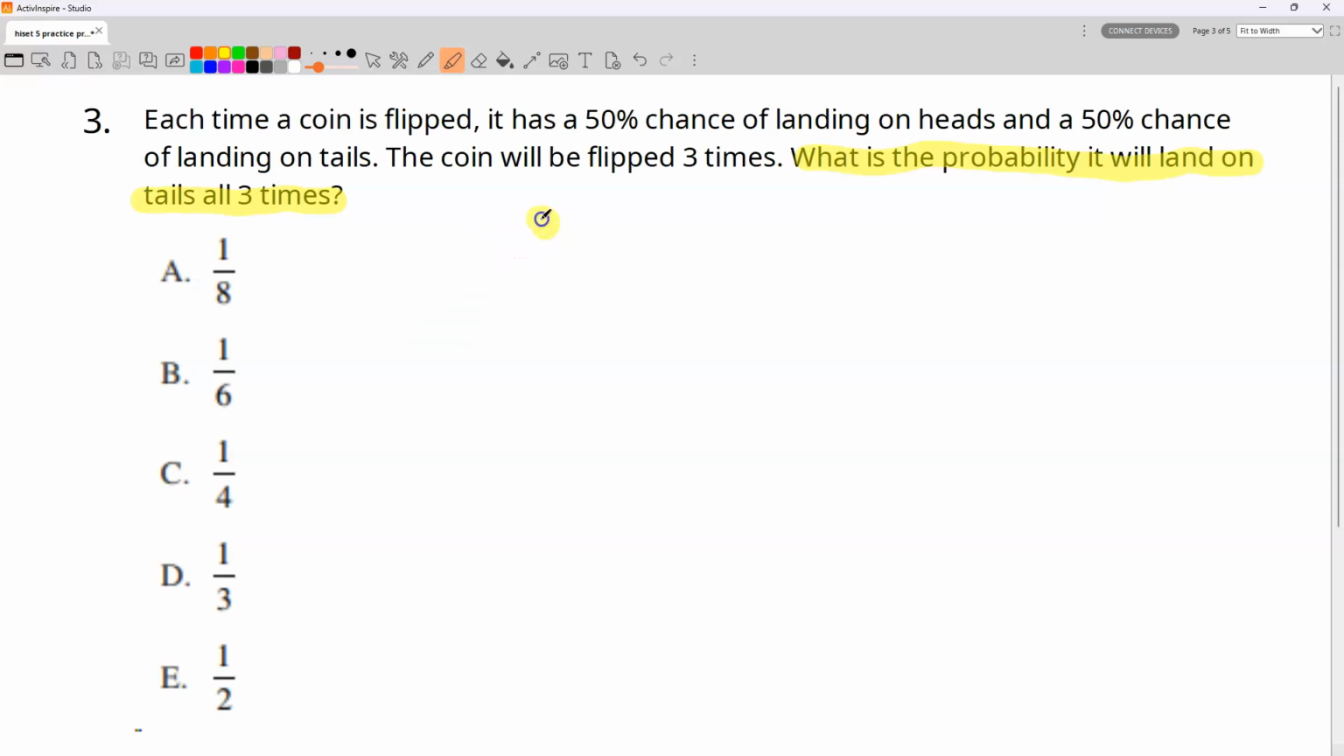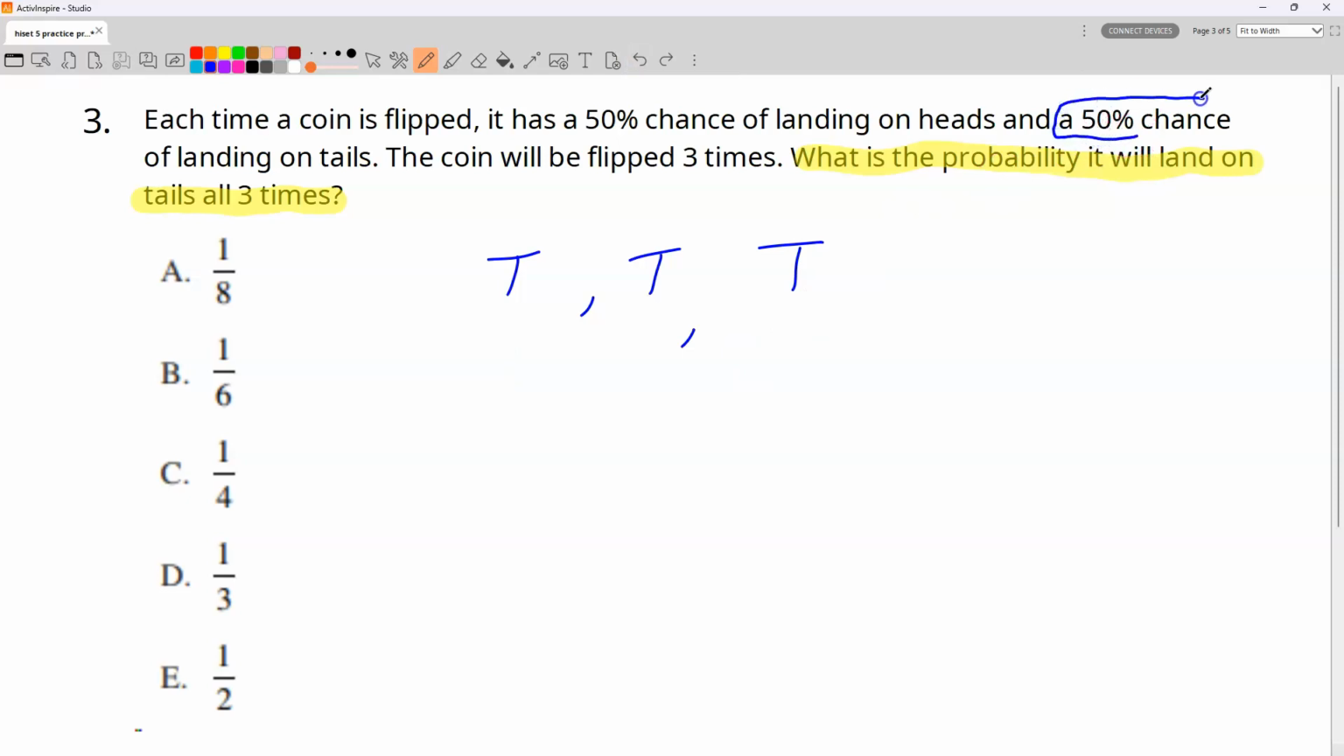So I want it to land on tails all 3 times. Tails, and then tails again, then tails again. Well, for this to happen, the first time I flip the coin, I need a tails. If it comes out to be a heads, it's not going to work. That's why each flip is dependent on the previous flip for this to work out. And when you're dealing with dependent probabilities, you simply multiply. That's all you've got to do.